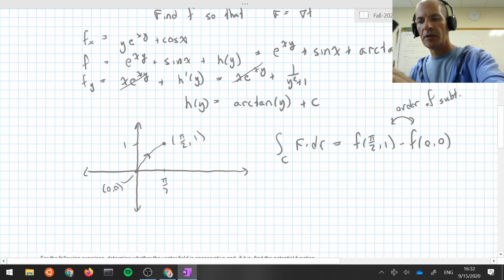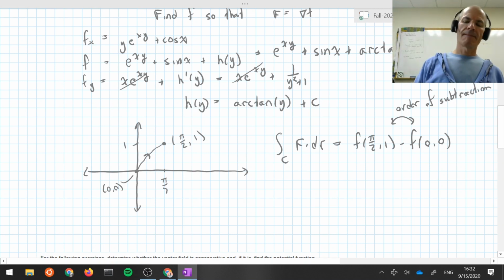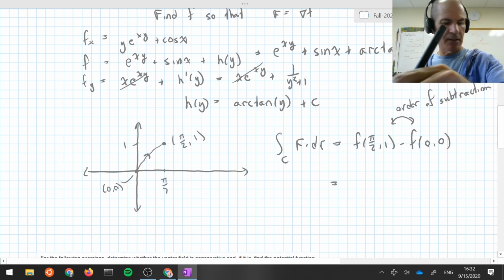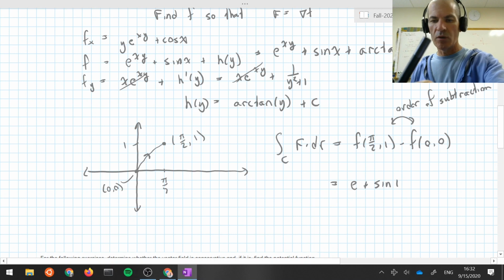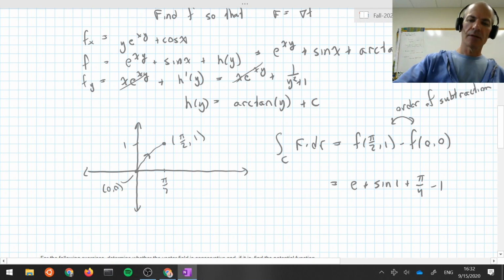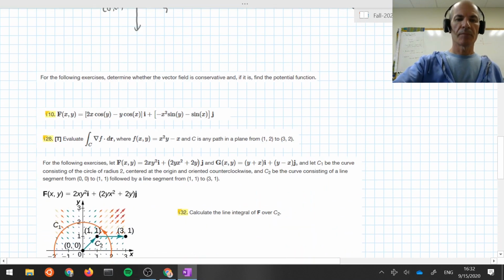That's really important because otherwise you're going to get some stray minus signs. If you do that subtraction, I did it in advance, I won't bore you with the details, you get e plus sine of 1 plus pi over 4 minus 1, whatever that means. Okay, let's move on here.